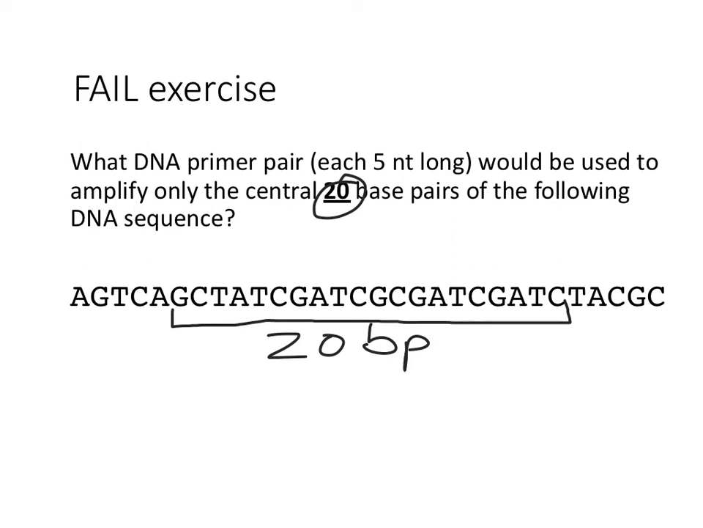So the question was, how do you design primers that flank this 20 base pairs to just amplify that segment, those 20 nucleotides? Say we're interested in those 20 nucleotides for some reason. It's an important gene that we want to clone.